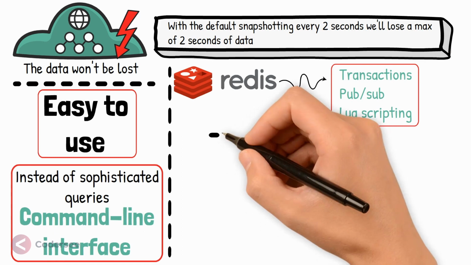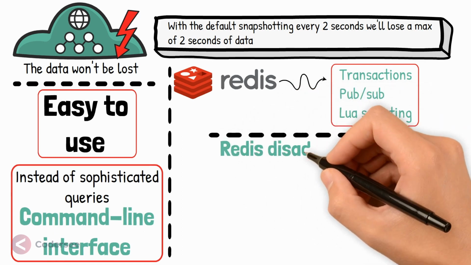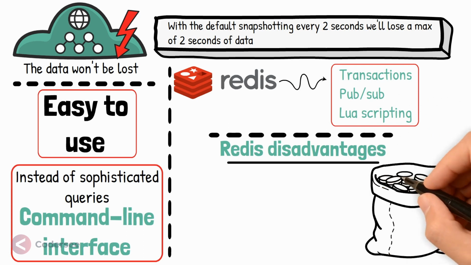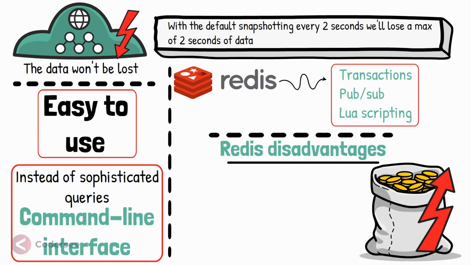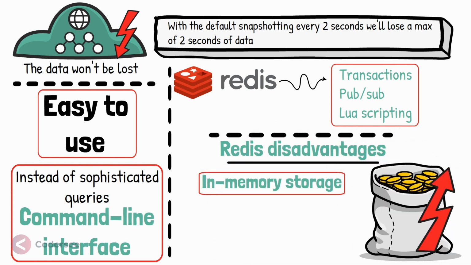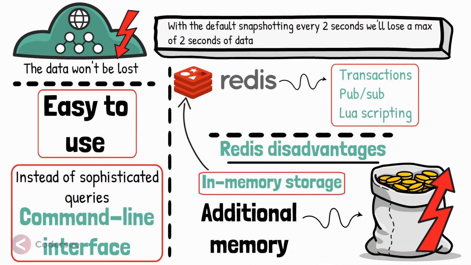So, with all of the above benefits being covered, let's take a look at the Redis disadvantages. As the first one, it can be expensive with large datasets. Although in-memory storage gives Redis a huge performance advantage over disk-persisting databases, additional memory can be much more expensive.